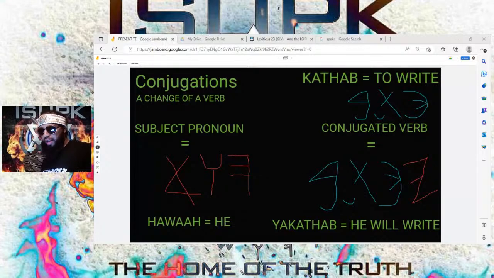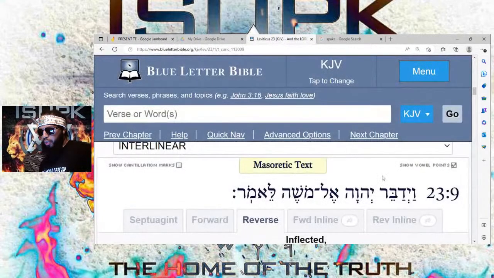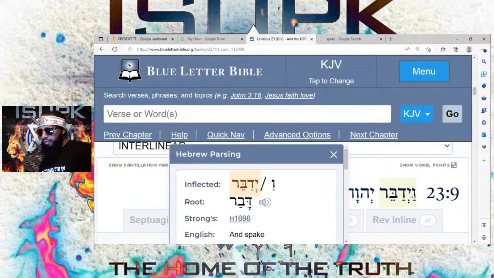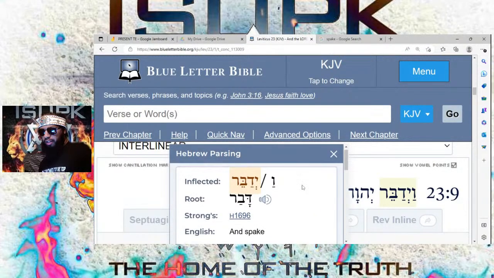Okay, that's fine. So in some cases, when I was breaking down the Waya Dabar, let's go back. When we go back to Leviticus chapter 23, verse 9, that Waya Dabar, that Ya, is just used as a preposition. So you see how that's used as a preposition.